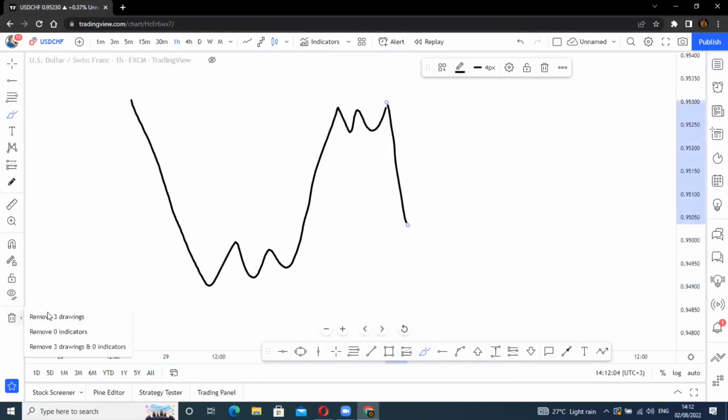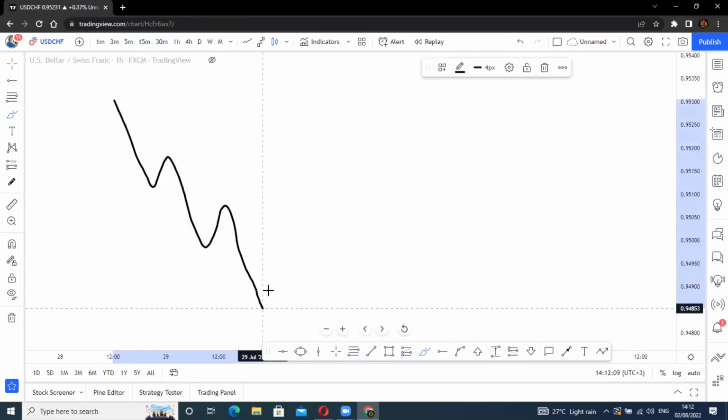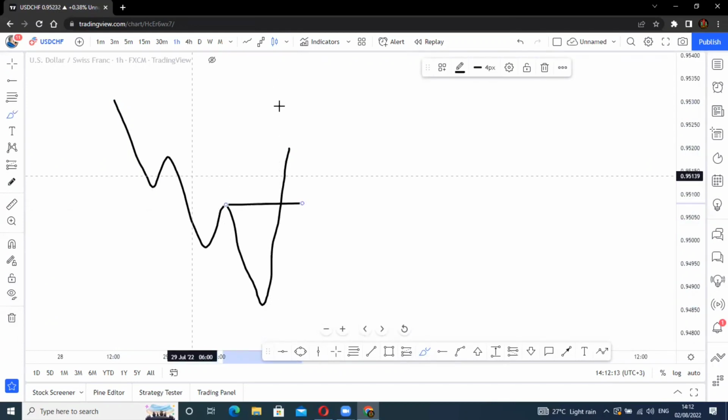Iko hivi. Price inapokuwa inadrop this way, we must get a break of structure like this one. Yani ni kwamba lazima to break previous lower high, ili shift the market structure. Kushift kutoka kwenye down, kwenda kwenye uptrend.